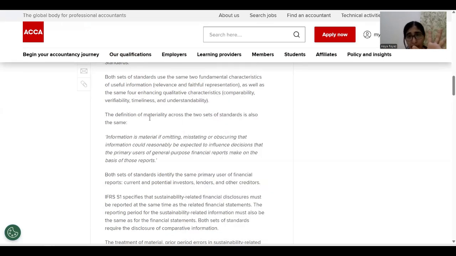This is not going to be tested, guys, but at least you should be able to define what materiality is and why it is important. What is materiality and why it is specifically important to disclose about a particular sustainability standard. So that's how it is. Both sets of standards use the same two fundamental useful characteristics, relevance and faithful representation, as well as the same enhancing qualitative characteristics. The definition of materiality across the two sets of standards is also the same.